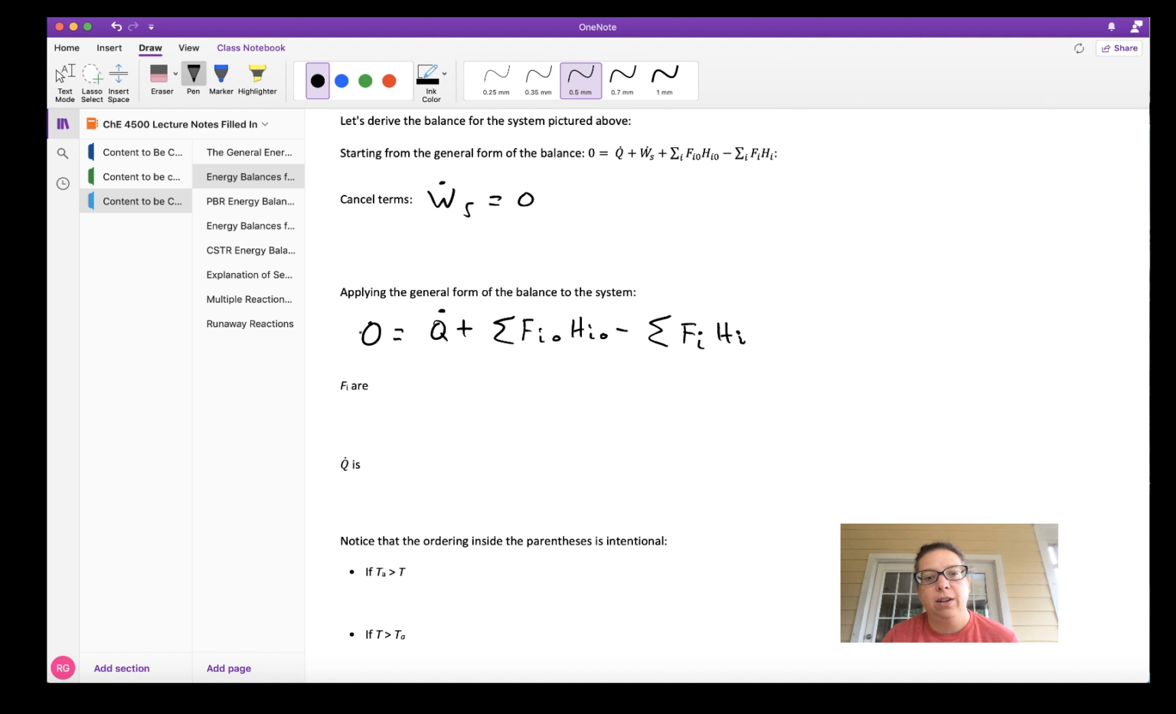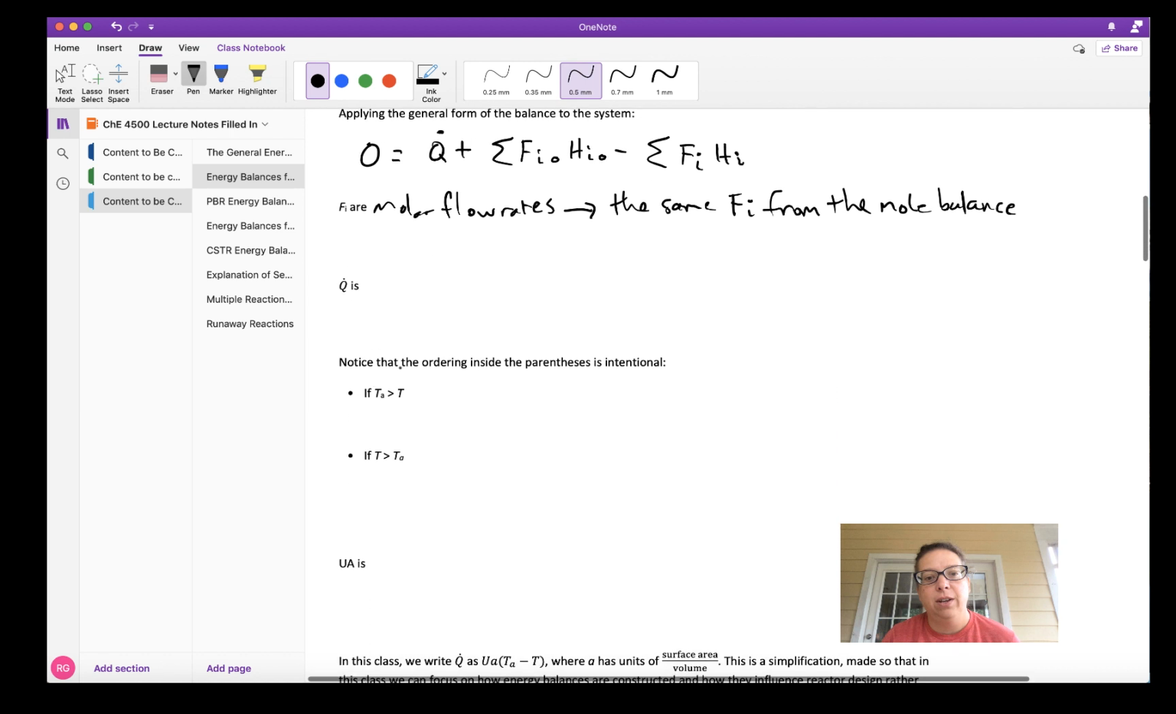The Fi are molar flow rates. These are the same molar flow rates from the mole balance. So when we're solving a mole balance, that's giving us the values of F that play into this energy balance equation. Q is the heat transfer term.